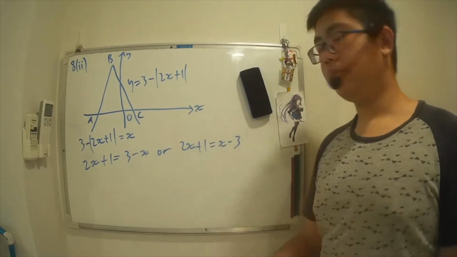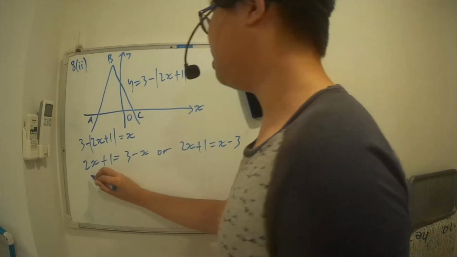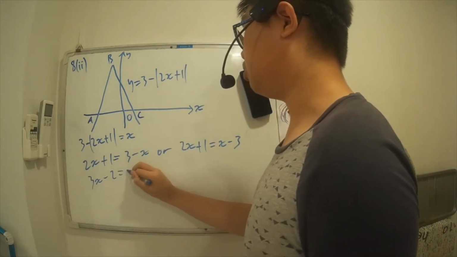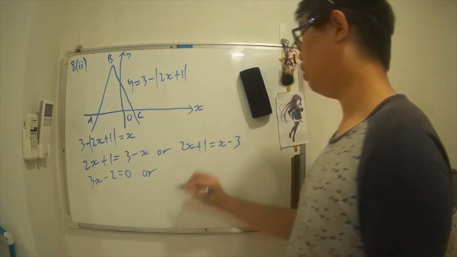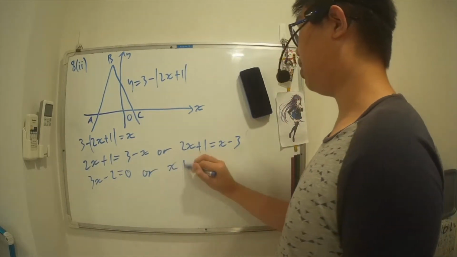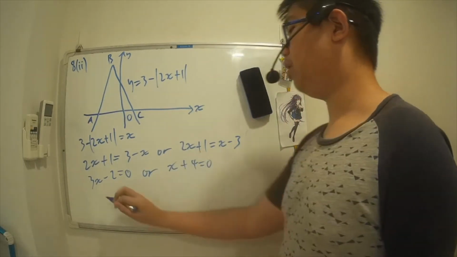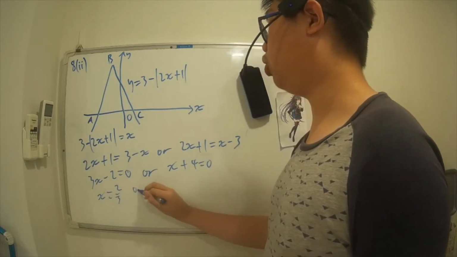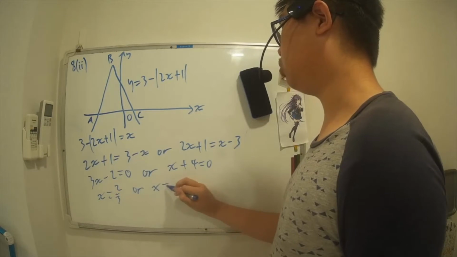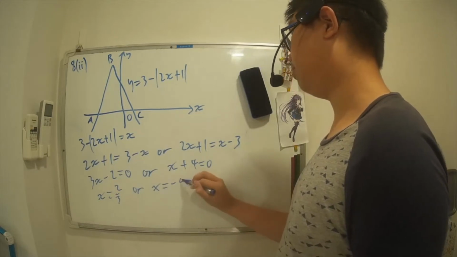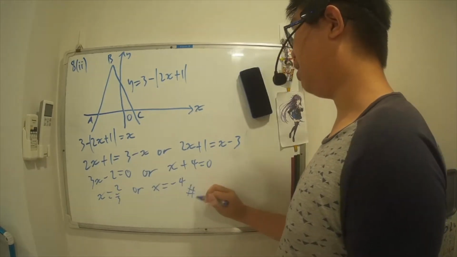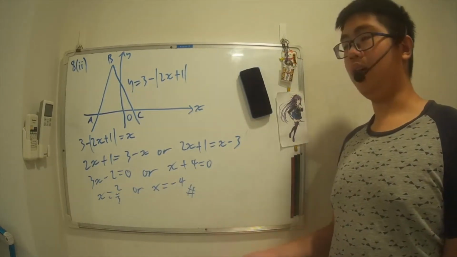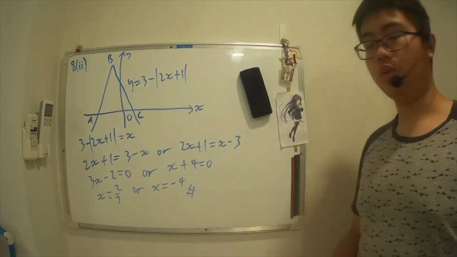Okay, so then we just do the typical things. 3x minus 2 is equal to 0, or x plus 4 is equal to 0, then x is equal to 2/3, or x is equal to negative 4. Both of these are valid solutions if you go ahead and do your check.